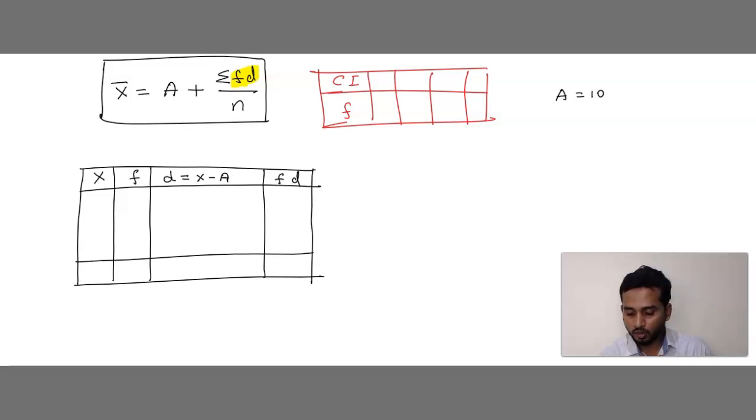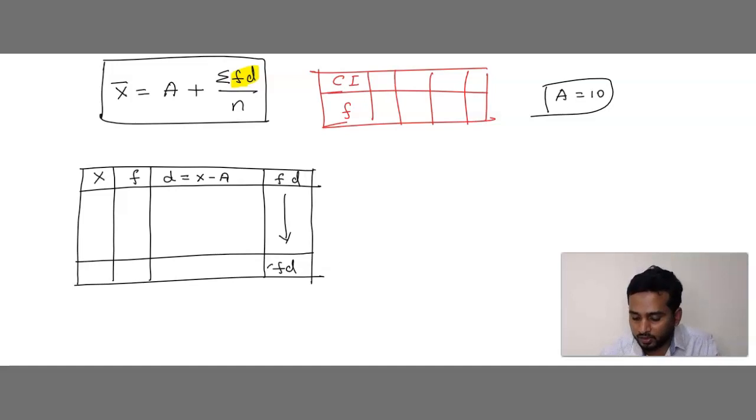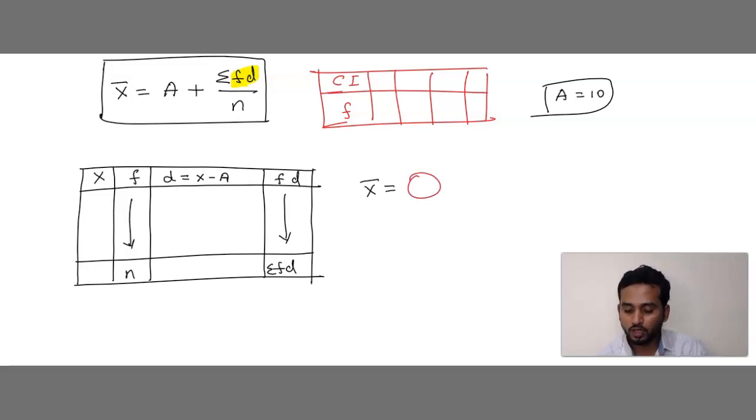Yeah. Now what is required? a we already have. You add all these f into d answers, that is fd. After adding all these answers, we get sigma fd. Add all f, we get n. Next come here. x bar equals a. The a value you substitute here plus sigma fd.